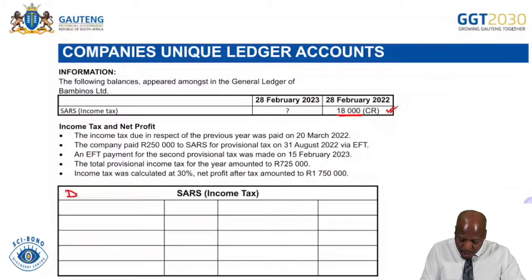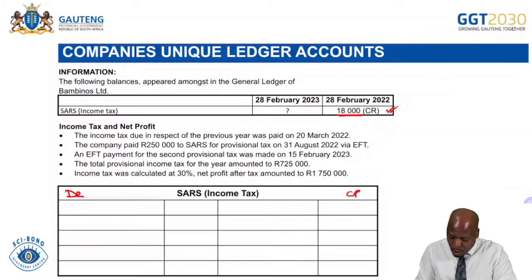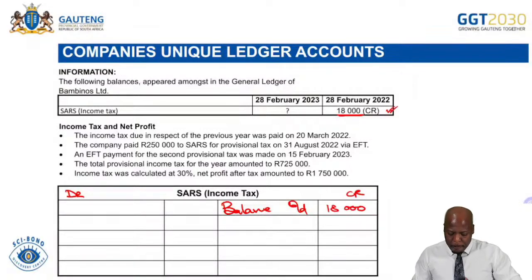Remember, here is your debit and here is your credit. So I'm going to come here and say my balance brought down is the 18,000 that I have there. 18,000. Okay. So I was owing this as a company. We are owing this from the previous financial year.